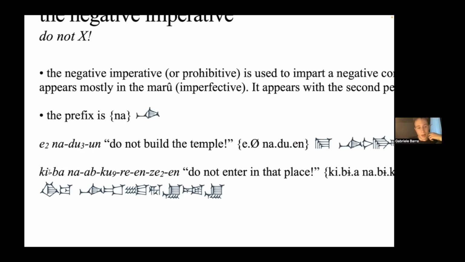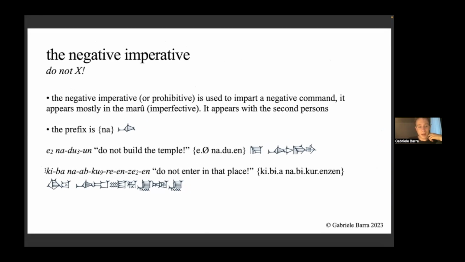Now, this is a very lengthy one. Tiba. Napkurenzen. So ki means place. Ba, which become ba together. So in that place. Na, do not. Be is the directive here, which becomes basically interchangeable with the locative.